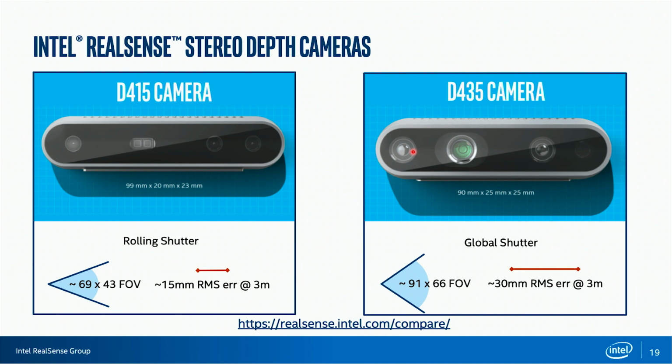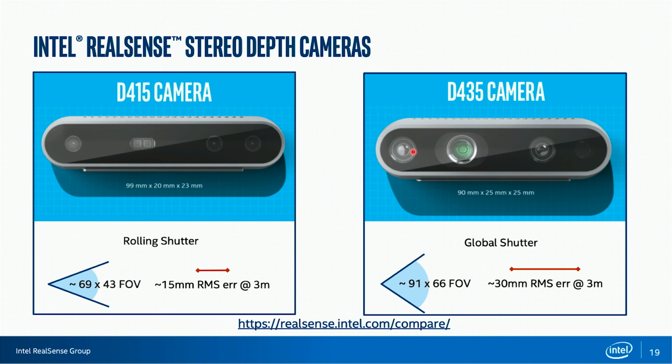We already covered the T265. This is about the depth cameras. We talked about it briefly. These are the two latest products. There's the 415 and the 435. Both of them are stereo systems, active in the sense that they have an IR projector to obtain a good fill rate, and they have RGB on the side.